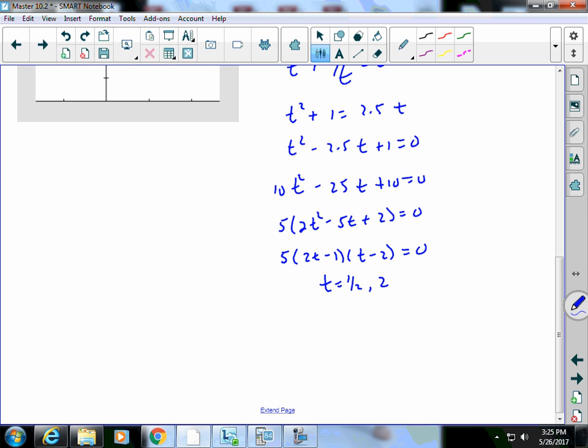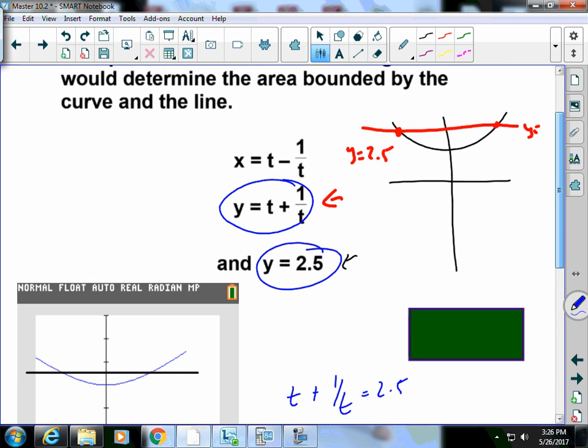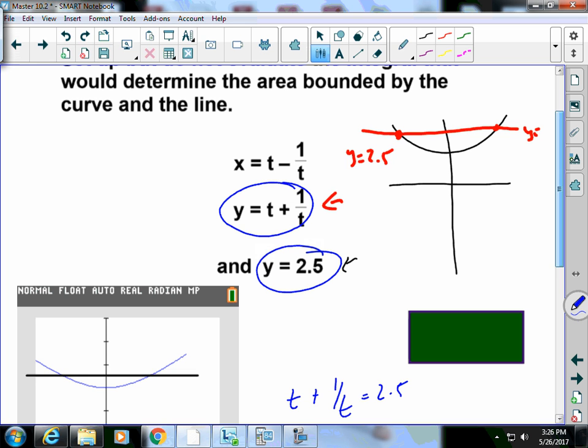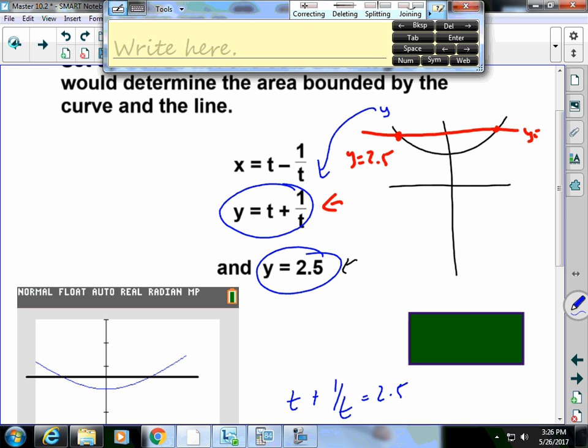So it's a setup, but do not evaluate the integral. So now we know my limits of integration are from 1/2 to 2. And then I have to set up my equation. So it's 2.5 minus y times my derivative, f prime of t. All right. So the question is, why is it 2.5 minus y? Well, this is y, right? So I need my y value. That's according to what we were doing.